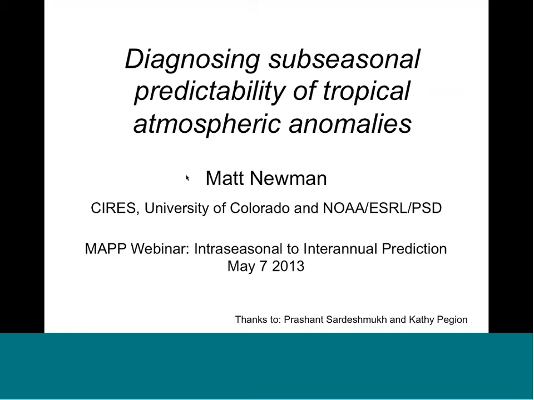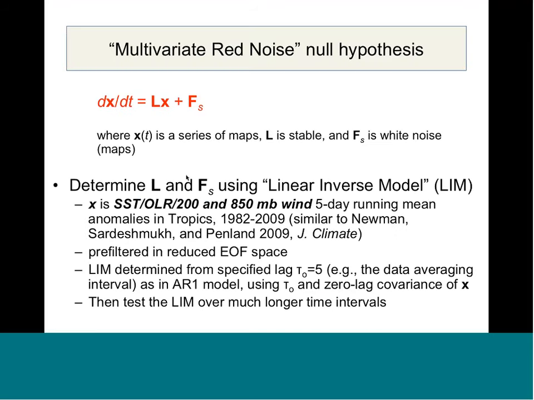All right, so I'm going to be trying to see if I can, to some extent, forecast the forecast skill of atmospheric anomalies. I'm not focusing on the MJO per se, just anything on this kind of subseasonal time scale, looking at 5-day running means. And we're basically using a multivariate red noise kind of empirical model. So you can see it's essentially the same kind of form as univariate red noise, except now X is a series of maps. And one can determine L using the linear inverse model technique and then make forecasts with this kind of equation. Obviously, you don't know the noise, so your forecast will degrade in time.